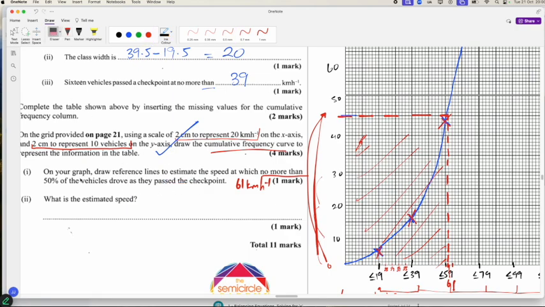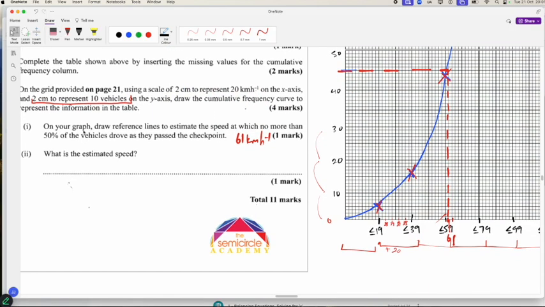On your graph, to estimate the speed at which no more than 50% of the vehicles drove. So 50% of the vehicles, no more than, I get around 61. If you got about 60, 62, that's fine. No problem with that. What is the estimated speed? Oh, so this one here was to draw the reference lines, and this one here is to actually give the estimated speed.